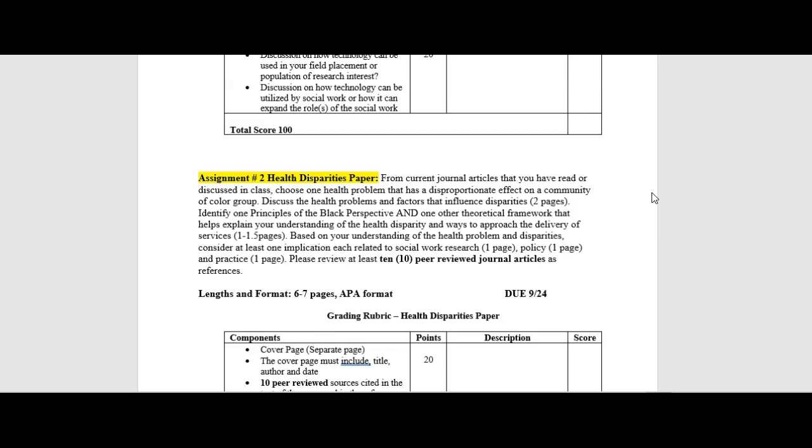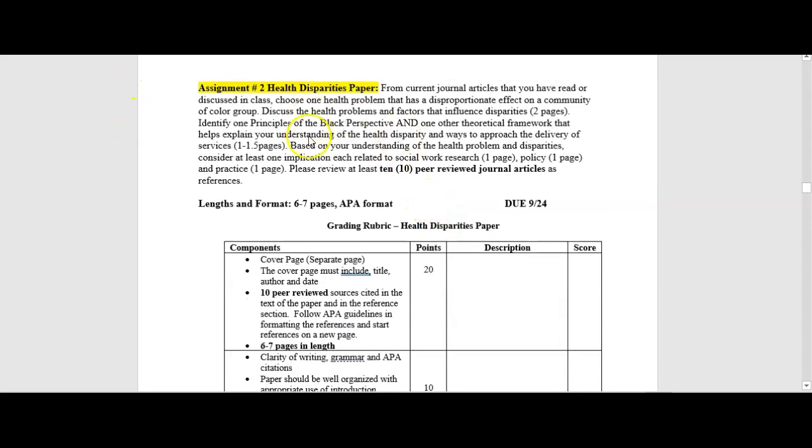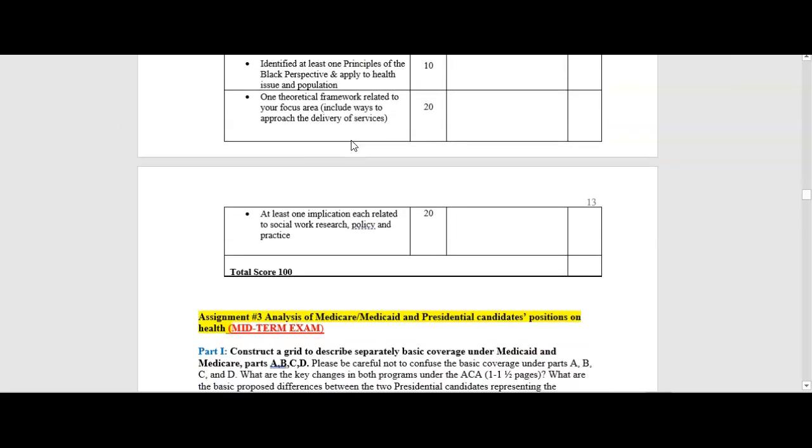Based on your understanding of COVID-19 and disparities related to it, consider at least one implication each related to social work, one implication for policy, and one implication for practice. Again, 10 peer-reviewed journal articles for this assignment, 6 to 7 pages, due September 24th, and here's the grading rubric. Again, we're using the same assignment, however, we're focusing specifically on COVID-19 and health disparities related to COVID-19.